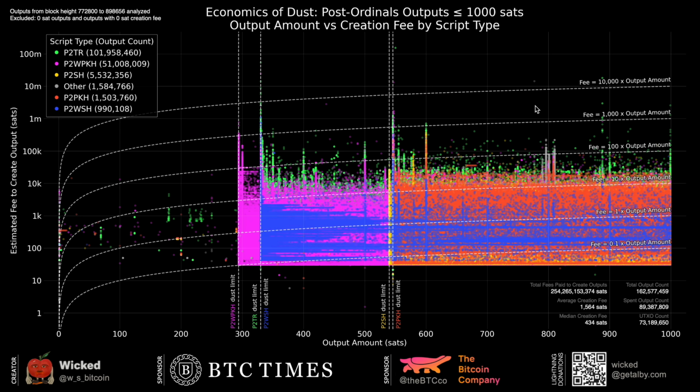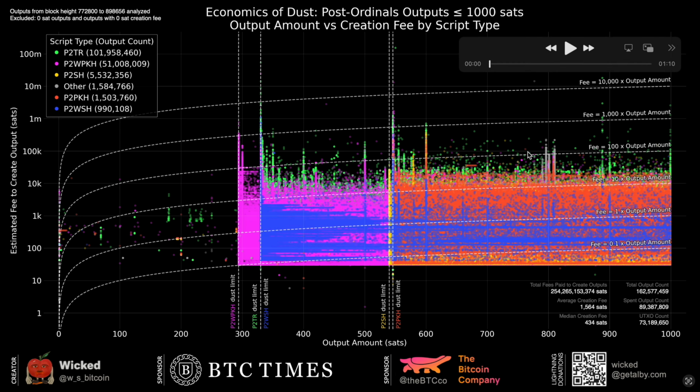So here's the visualization. Let's get familiar with what we're looking at here. On the x-axis, we have the output amount. So it ranges from as little as 1 sat in some cases, all the way up to 1,000 sats. And that's the threshold that I made the cutoff for this analysis. And then on the y-axis, we have the estimated fee paid to create each output. And that ranges from 1 sat all the way up to a whole Bitcoin and slightly above in this one odd case.